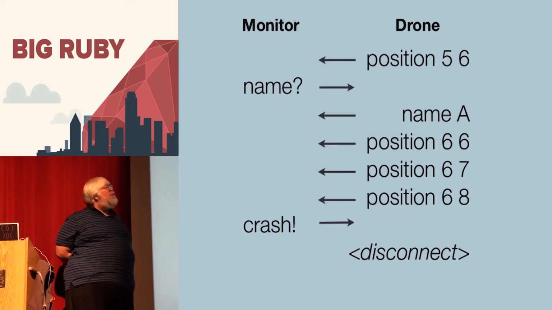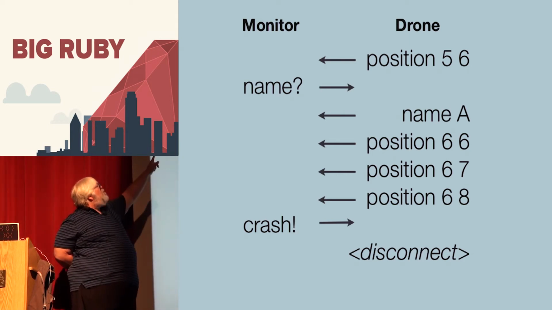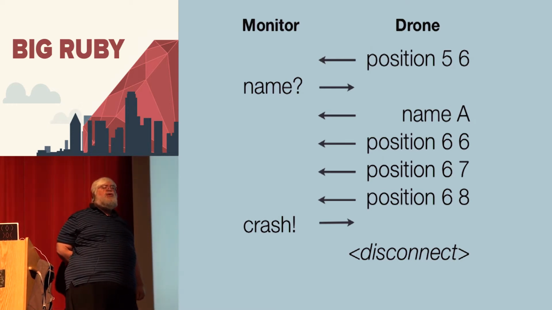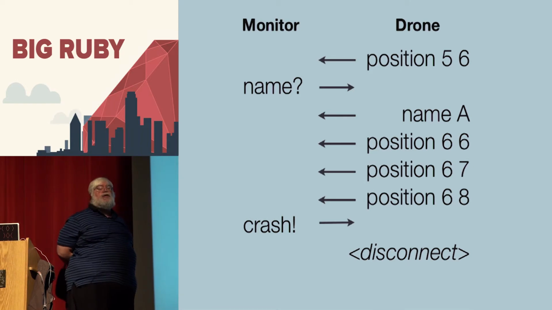This is an example of that. A drone might send the position 5-6. The monitor gets that. The monitor says, oh, here's a brand new drone. I don't know what he's called. So I'm going to send the name message back to the drone. The drone responds, says, hey, I'm drone A. And then he'll update his position as he moves around, kind of randomly walk. And then when the monitor detects a crash, he'll send a crash message, and then the drone will disconnect at that point, and he'll disappear off the network.